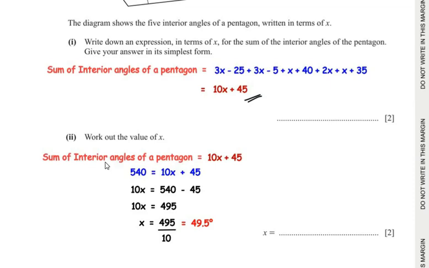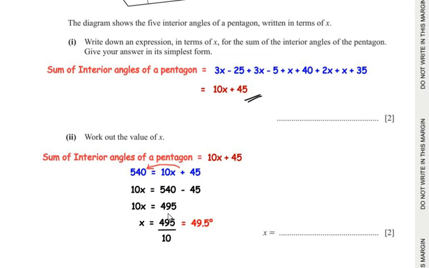Now we have got the sum of interior angles of a pentagon in terms of x, that is 10x plus 45. We had also got the sum of interior angles of a pentagon as 540. So on the left hand side we have taken 540 is equal to 10x plus 45. Now we have taken 45 to the other side of the equal to sign. So we get 10x is equal to 540. Now plus 45 becomes minus 45. So this simplifies as 10x is equal to 540 minus 45, which gives us 495.